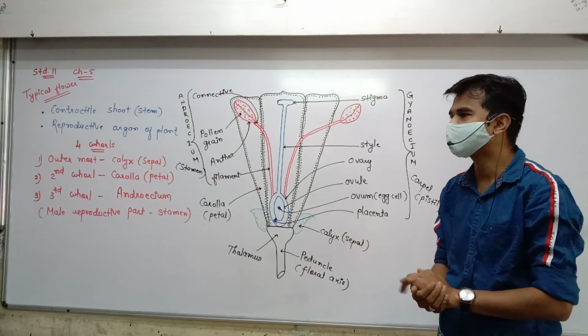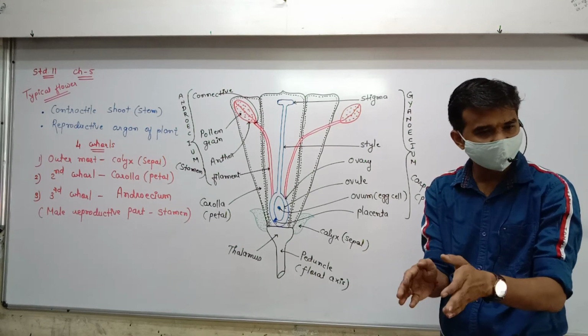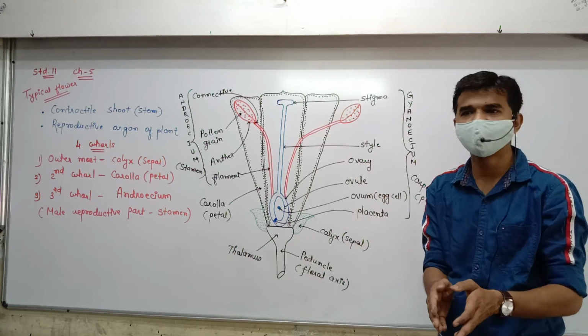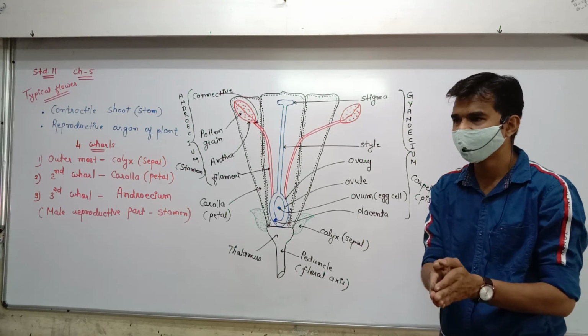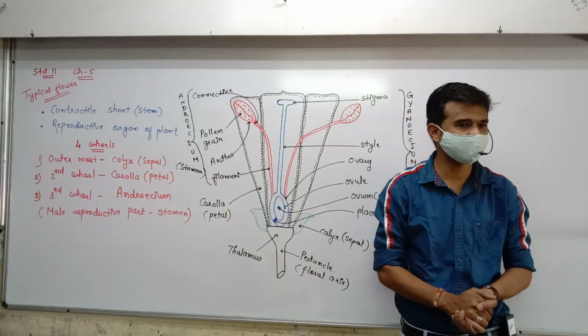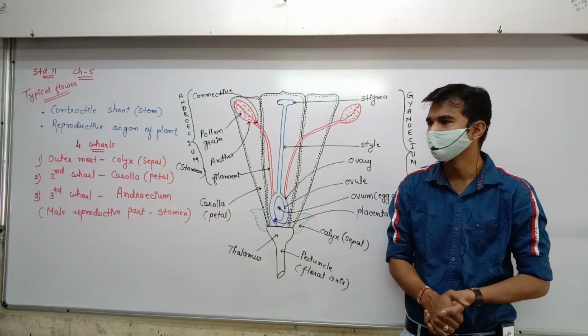Now two terms are there. If the pollen grain is shifted onto the stigma of the same flower, it is known as self-pollination. And if it is shifted to another flower of another plant, we say that it is cross-pollination. But one thing I want to clear.